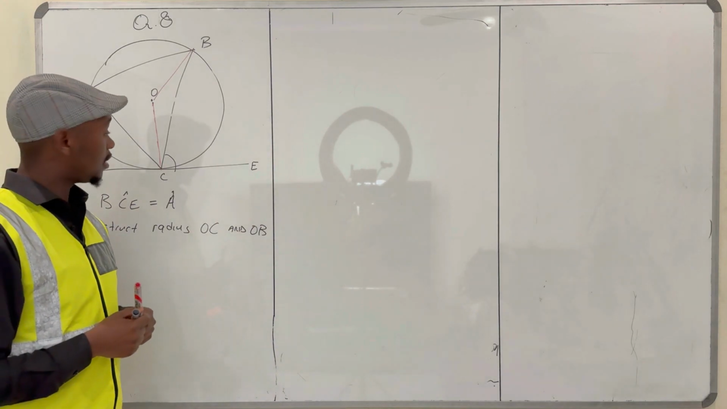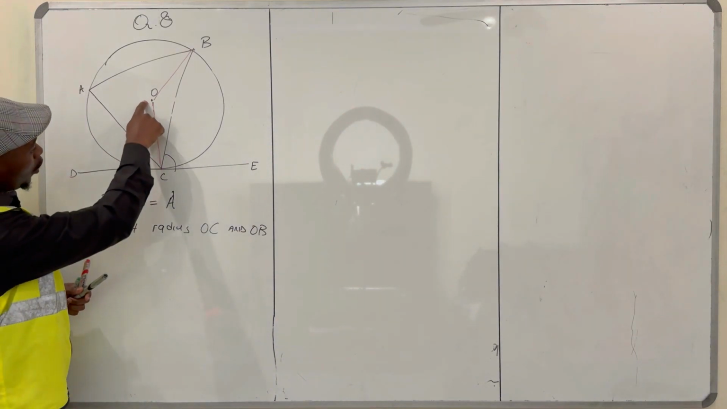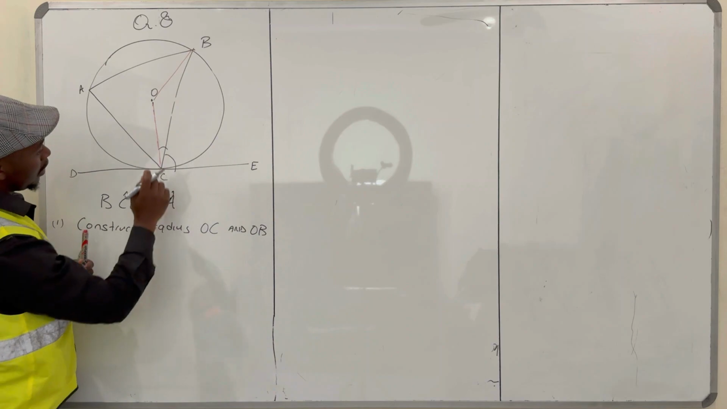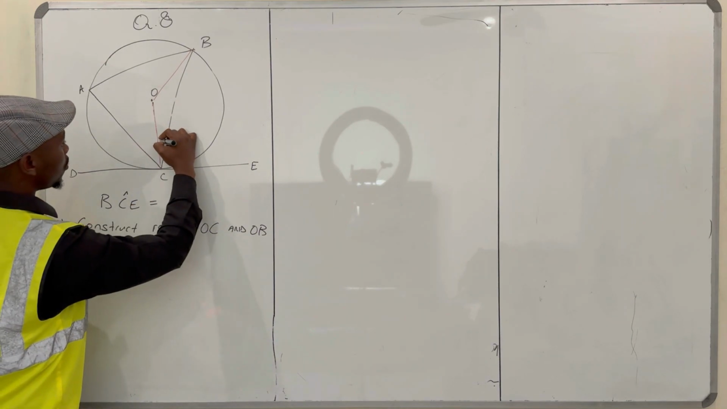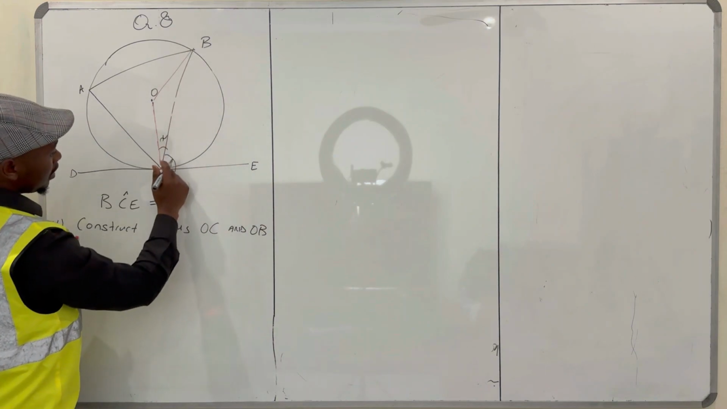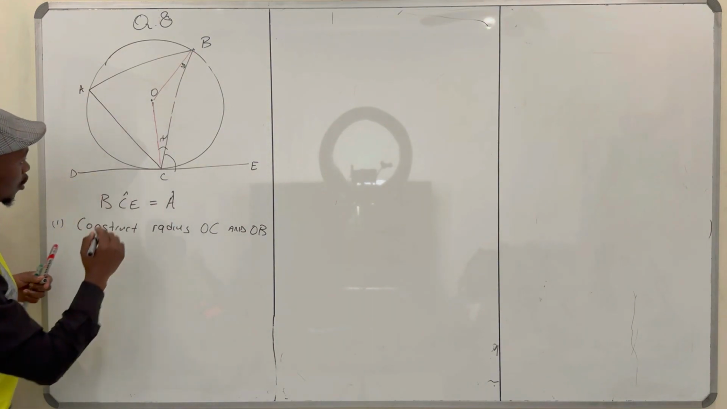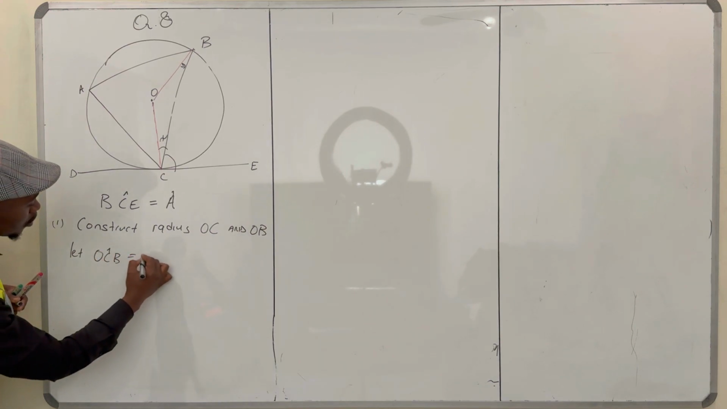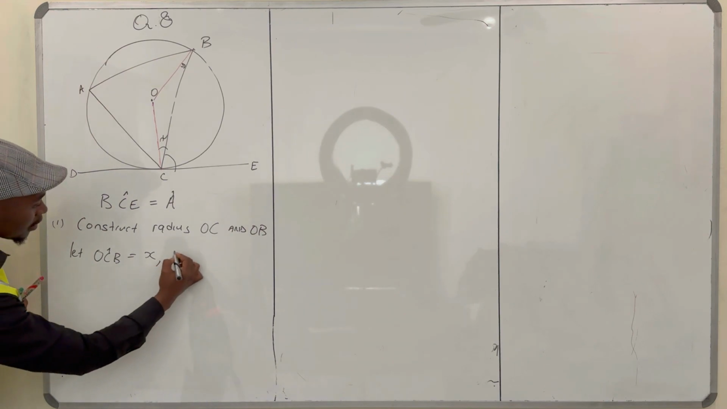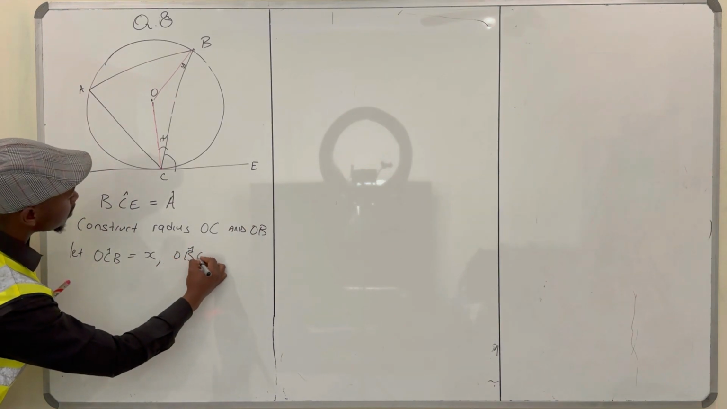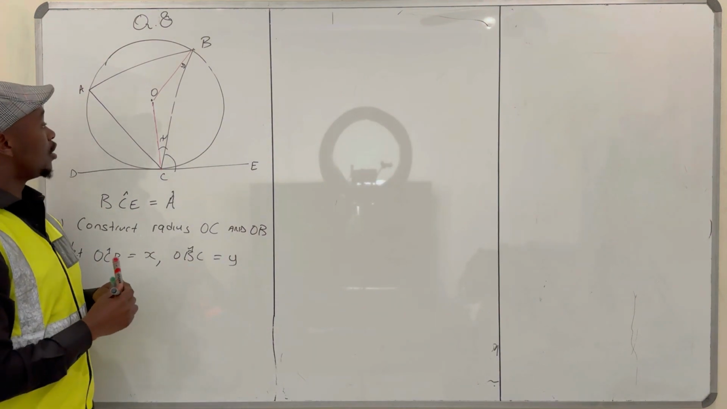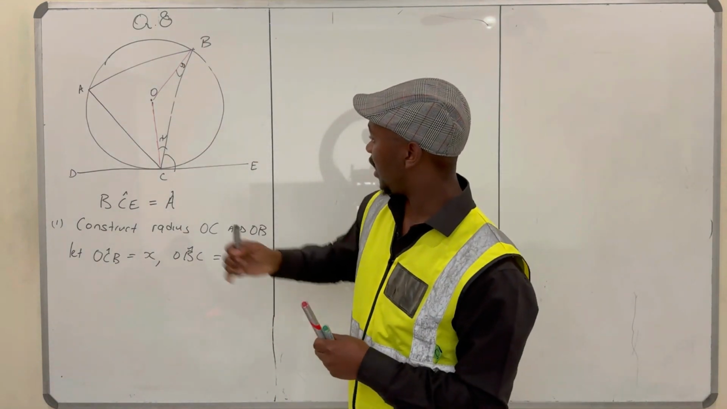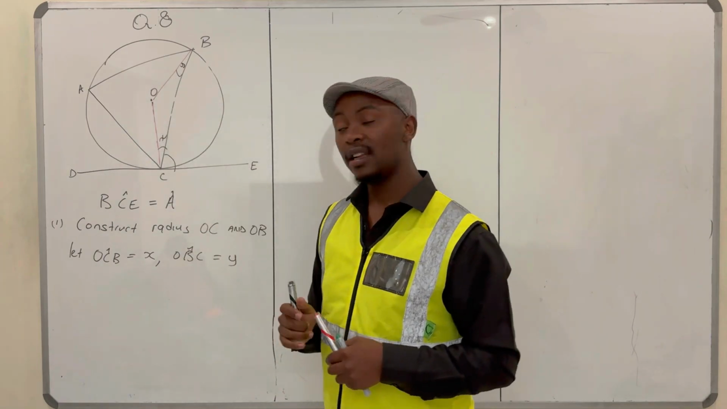Now the second step is that we are going to let the angle OCB, so this angle here, and angle OBC. So we're going to let OCB be equal to X. I'm going to let OBC be equal to Y. So let OCB equal X and OBC equal Y. All right. So we have two new angles here. Not really new, but two new variables. There is angle X and there's angle Y.